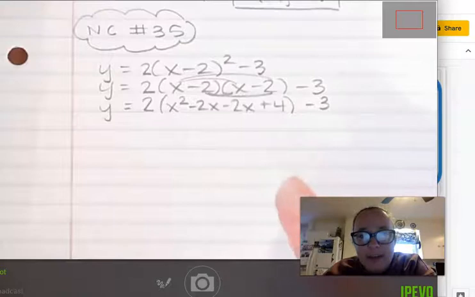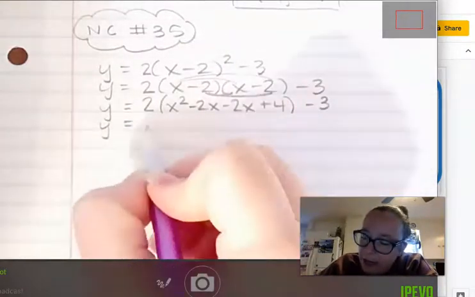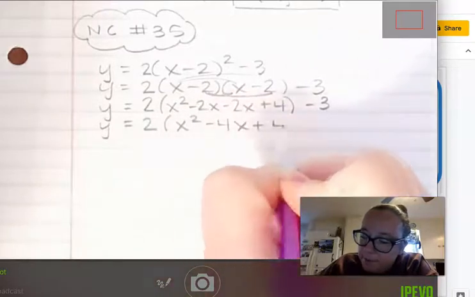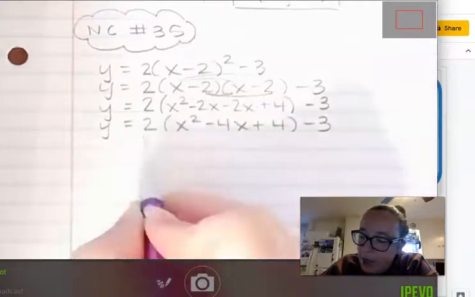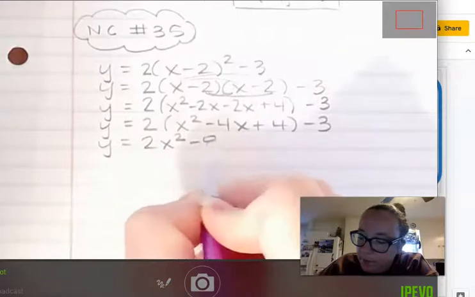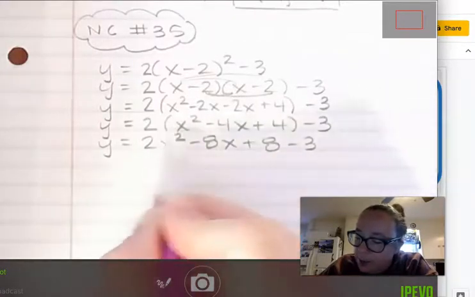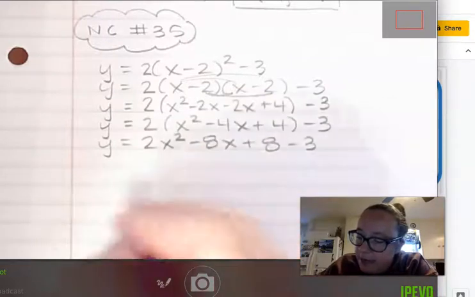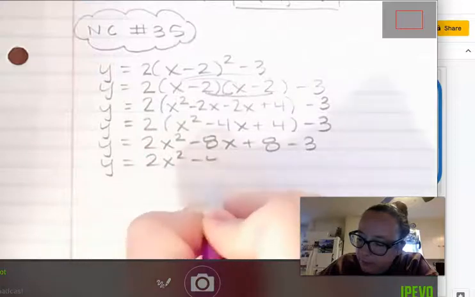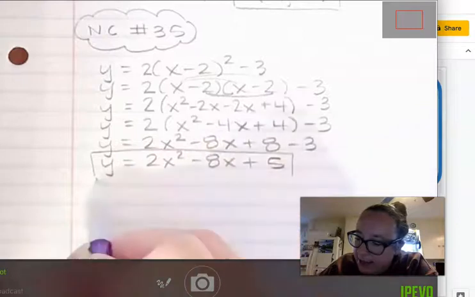Now, I said in the next step, distribute A through, or multiply A through. I'm going to go ahead and clean up the inside here. There's some like terms. Now I'm going to distribute A through, or multiply it through. And I'm just using rules of simplifying here. So I multiplied the 2 through, and then I still have the minus 3, and then I just combine like terms. And guys, that is standard form.